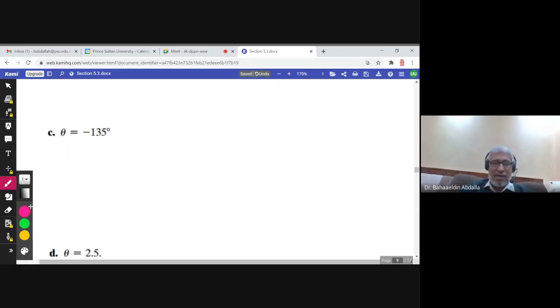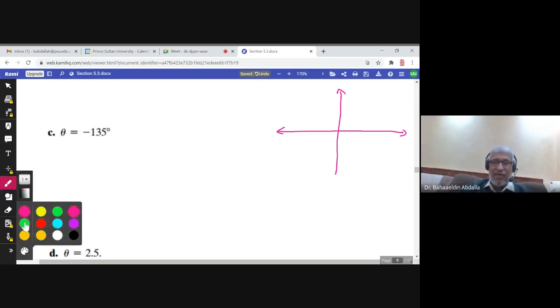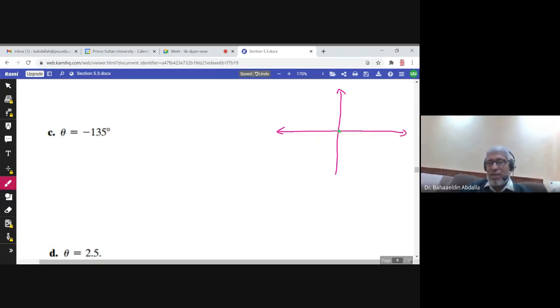Another angle, another question. Negative 135. Okay, to find the reference angle of negative 135, I start by graphing this angle in standard position. The vertex is here, the initial side is here, and now I have to go in the negative direction. I know when I go in the negative direction, this is negative 180, and this is negative 90. Negative 135 would be somewhere here. So this is the angle theta, or negative 135 degrees.